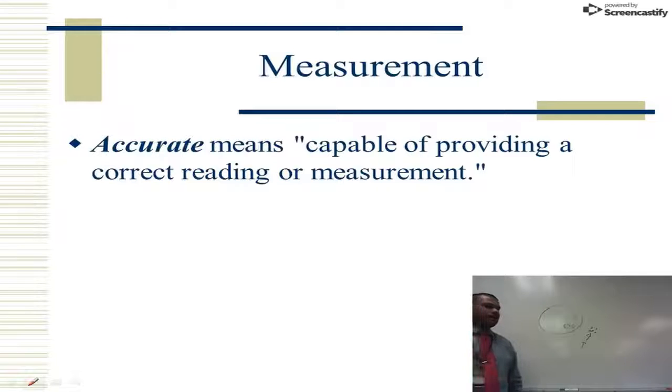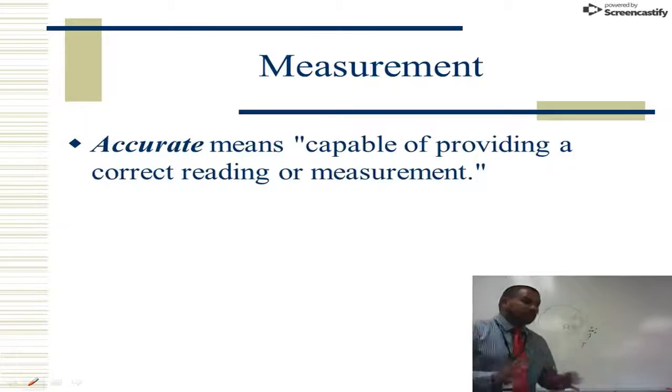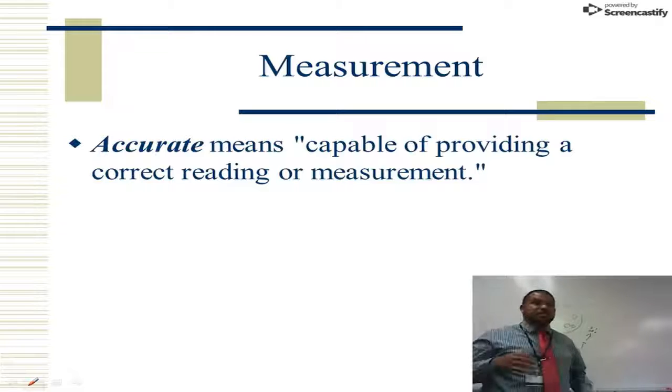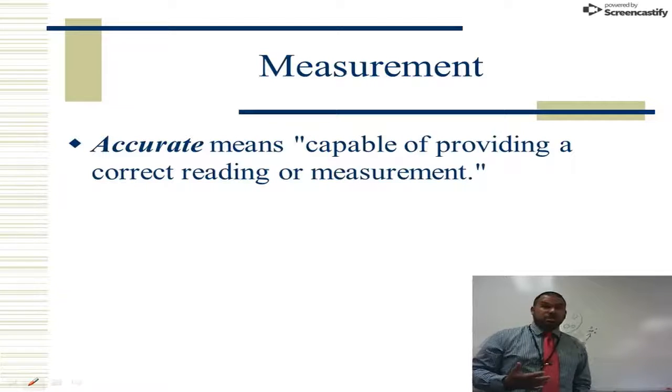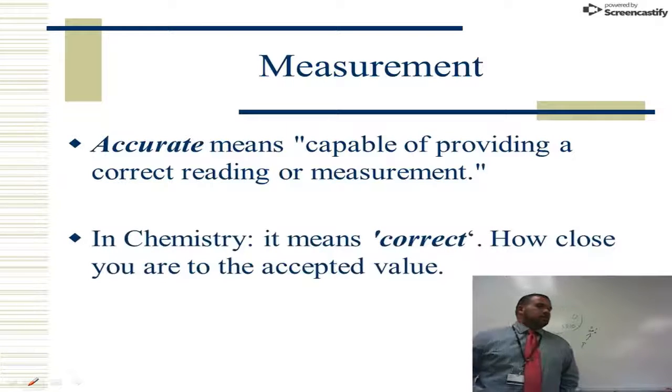So again, accurate means capable of providing a correct reading or measurement. That's just a fancy way of saying, are you where you want to be? Every day, if you ride the bus, you want your bus driver to be accurate. Why? Because if he's not, you might get dropped off in Stowe, or on the other side of town. That's no good. You want them to be accurate, that they are dropping you off at your bus stop. So again, that means correct. Are they getting you to your house?